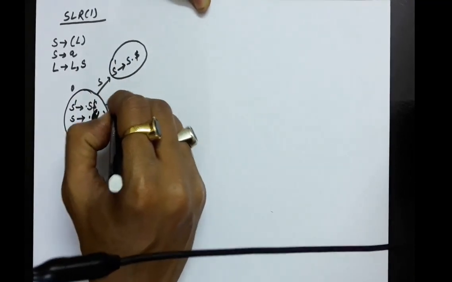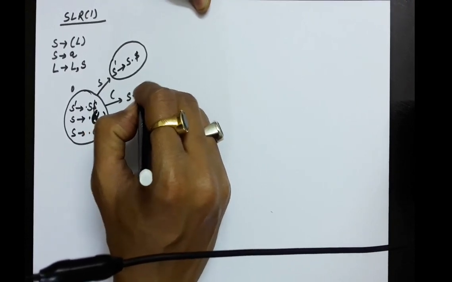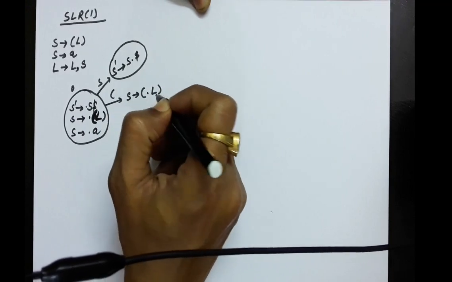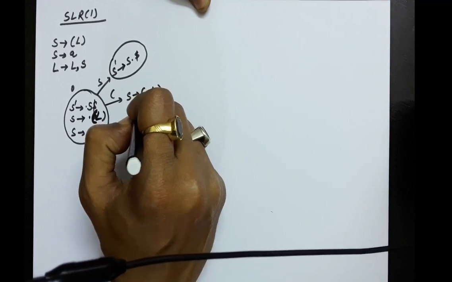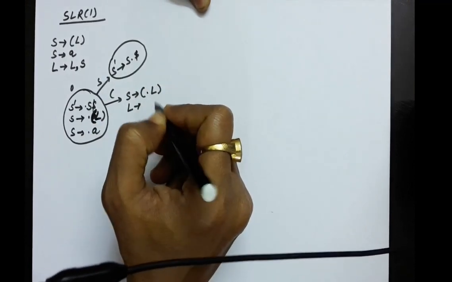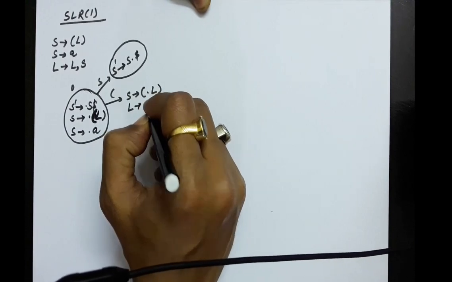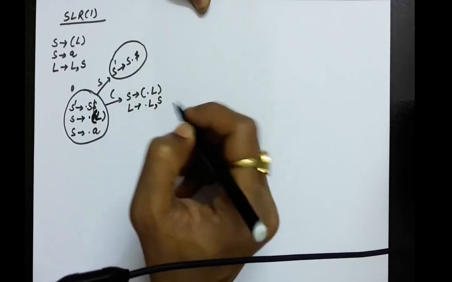Now from this let's take an opening parenthesis. So, S produces opening parenthesis dot L. After the dot there is a non-terminal symbol. We'll be writing all the productions starting with this capital L, so L produces dot L comma S, and so on.